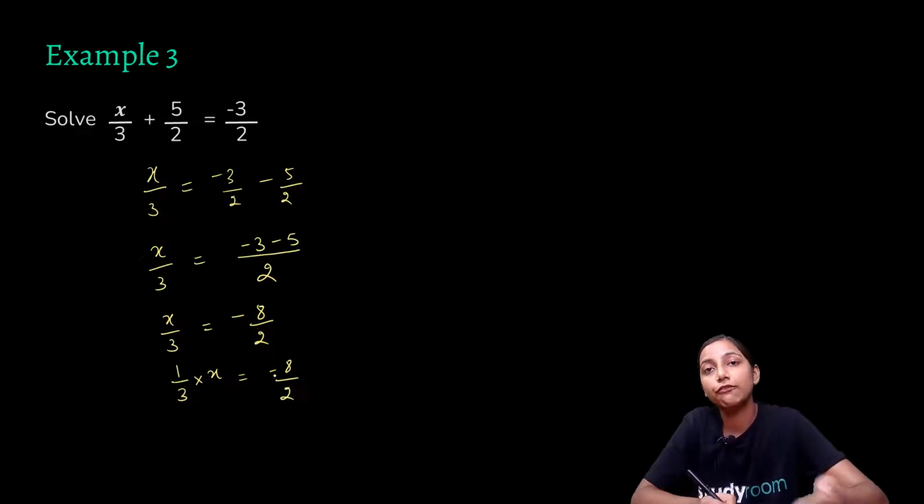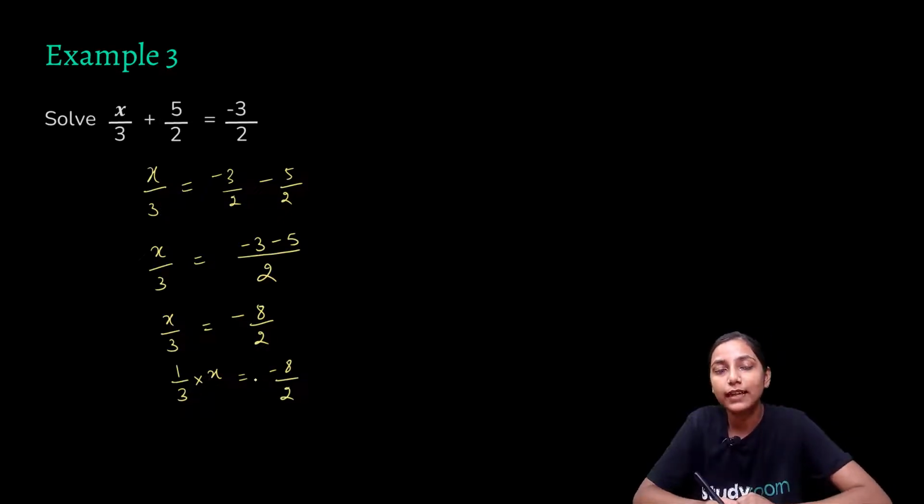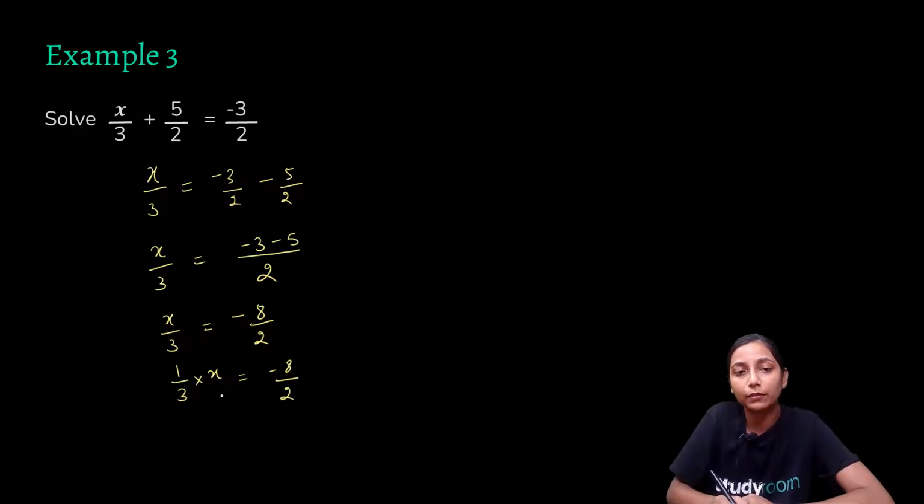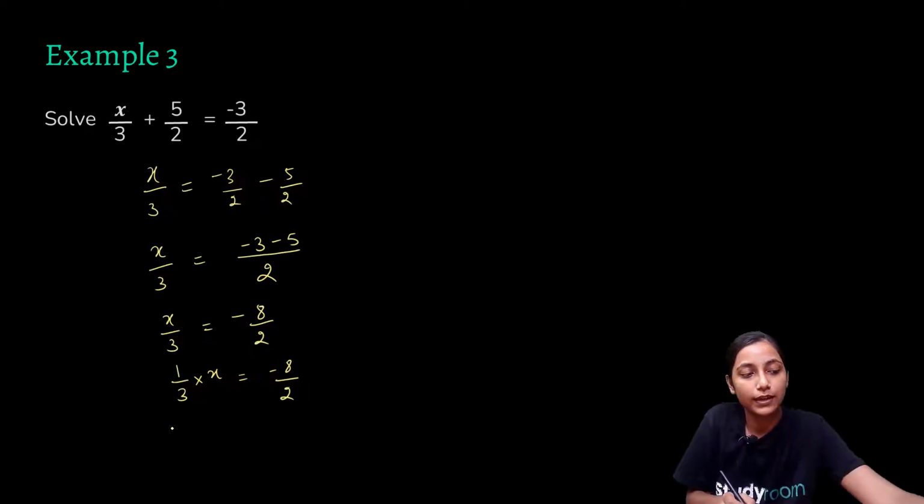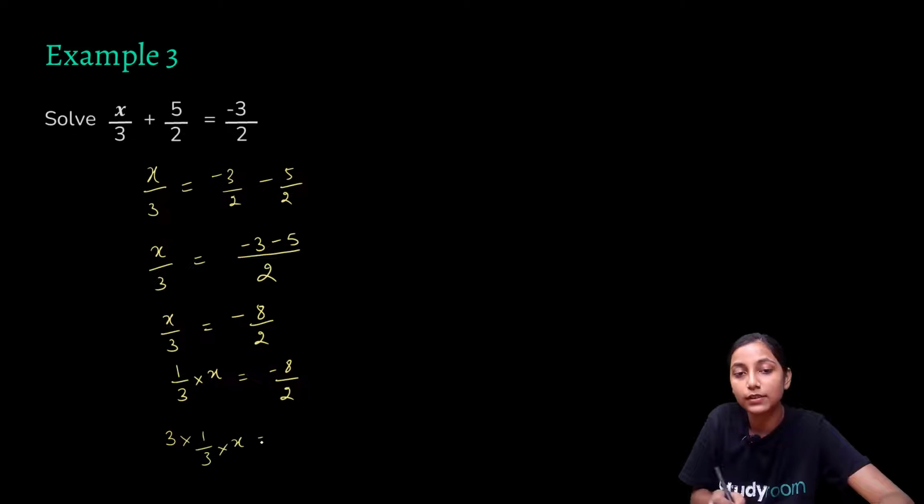So we need to divide both the equations by 1 by 3. That will be, if this is divided by 1 by 3, we can simply multiply by 3. We can write 3 times 1 by 3 into x, and both the sides will be multiplied by 3 or divided by 1 by 3. Both mean the same.